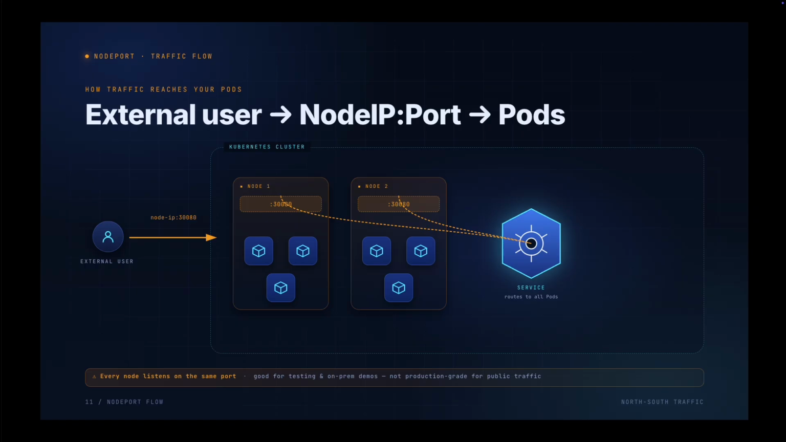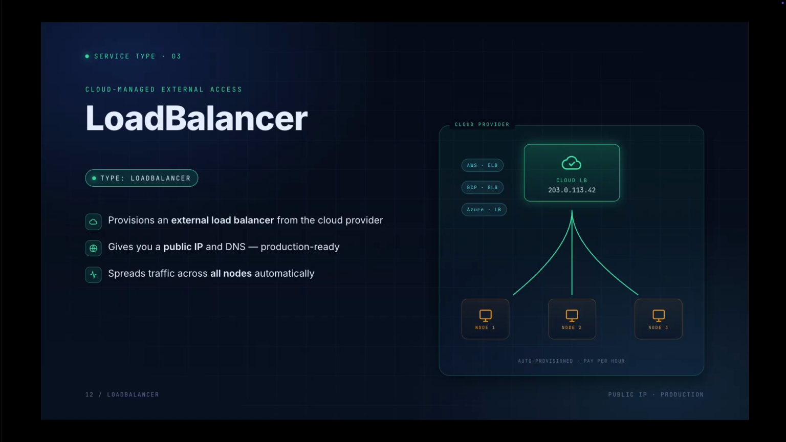While NodePort works well for testing and learning Kubernetes, there is still a problem. Users need to know a node IP address and a custom port number. In production environments, we usually want a cleaner public endpoint. That's where LoadBalancer services come in.